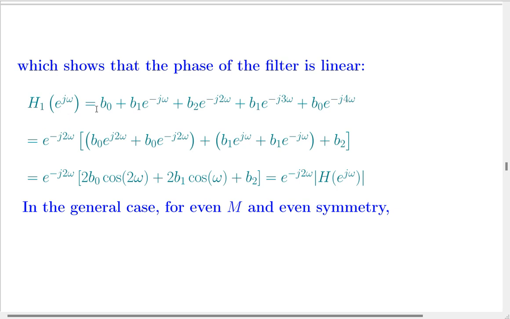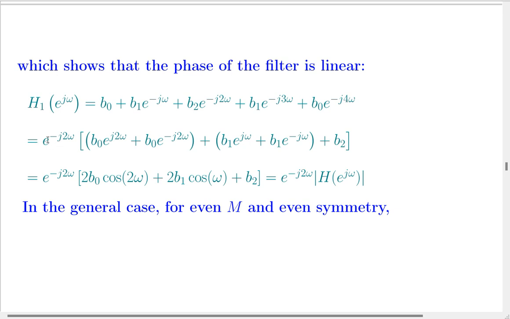H1 of omega is equal to b0 plus b1 e to the power of minus j omega, b2 e to the power of minus j2 omega, b1 e to the power of minus j3 omega, b0 e to the power of minus j4 omega. To speed up, I'll pronounce them right here. So it will lead to having e to the power of minus j2 omega, taking factors, half of the most right-hand side parameter. Minus 4, remember, divided by 2 will be minus 2.